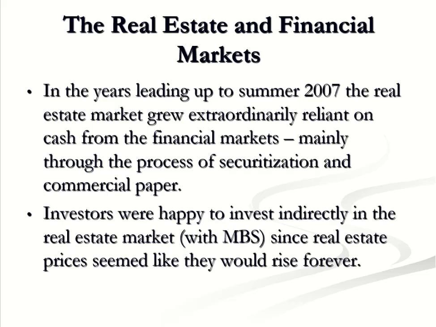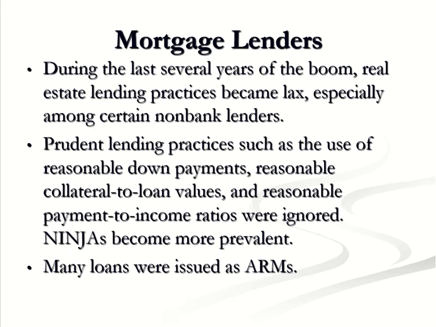So basically what I'm saying is the real estate market was dependent on the financial markets. And really what happened was the financial markets became dependent on the real estate market. They were entangled. And investors were kind of happy to buy real estate indirectly through mortgage-backed securities. So there was great demand for mortgage-backed securities, and there was great supply for it also.